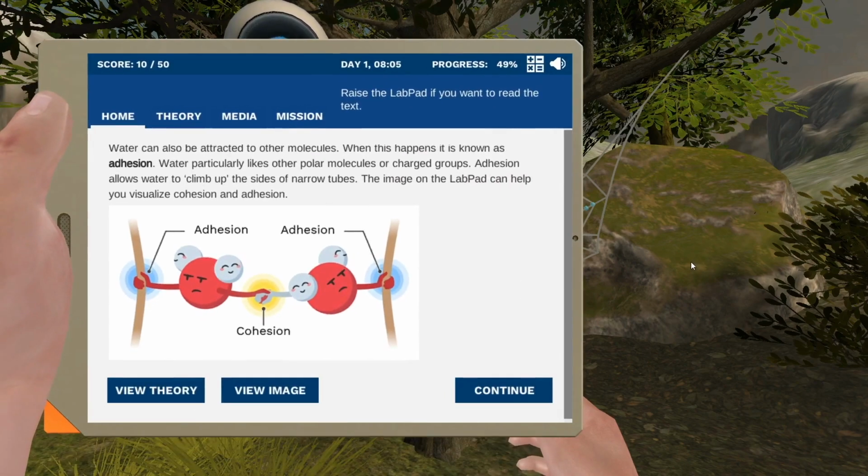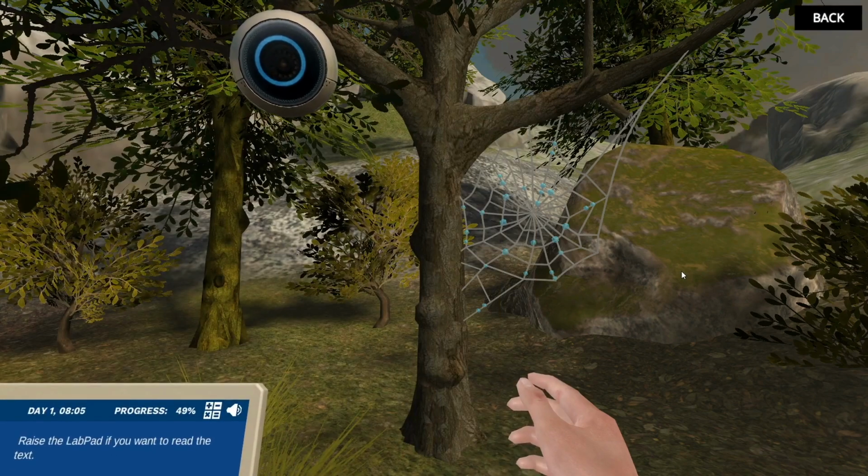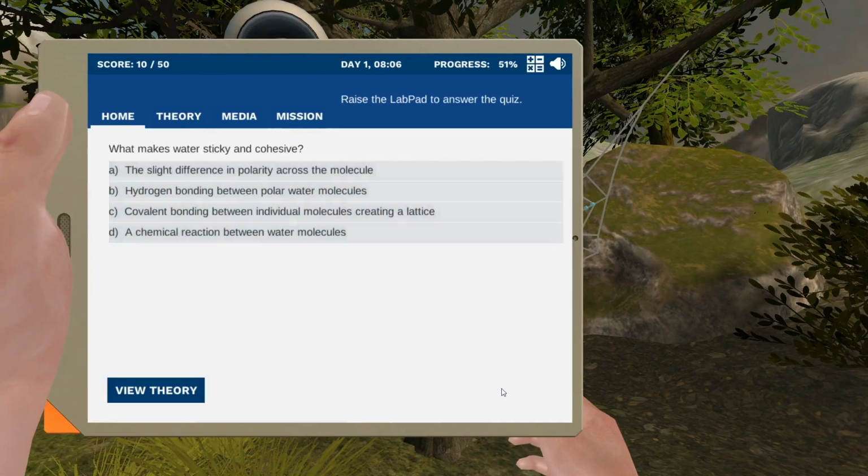Water can also be attracted to other molecules. When this happens, it is known as adhesion. Water particularly likes other polar molecules or charged groups. Adhesion allows water to climb up the sides of narrow tubes. The image on the lab pad can help you visualize cohesion and adhesion. What makes water sticky and cohesive?